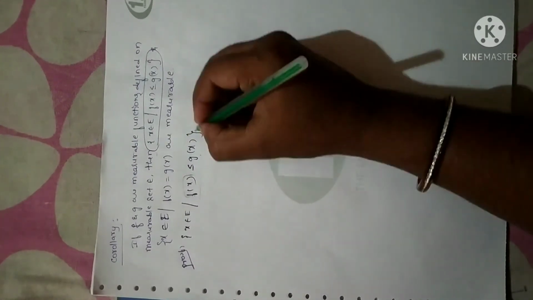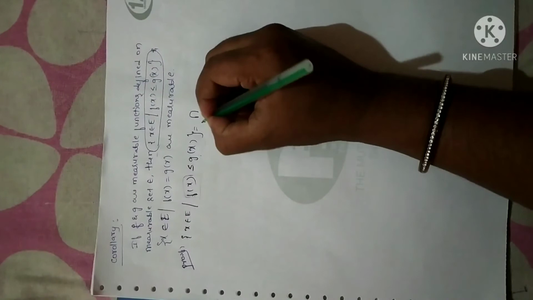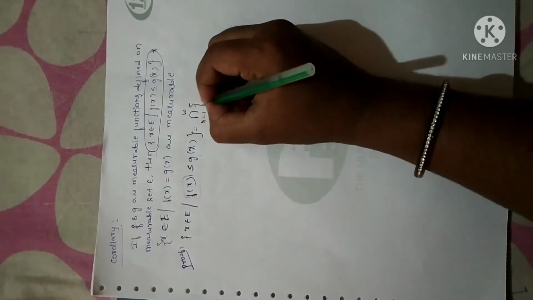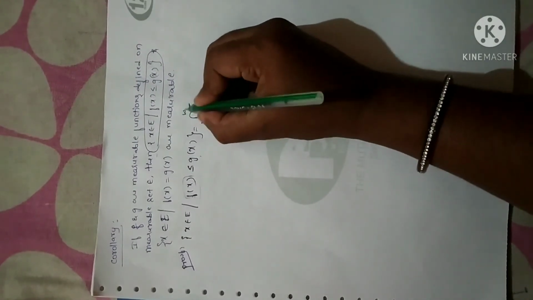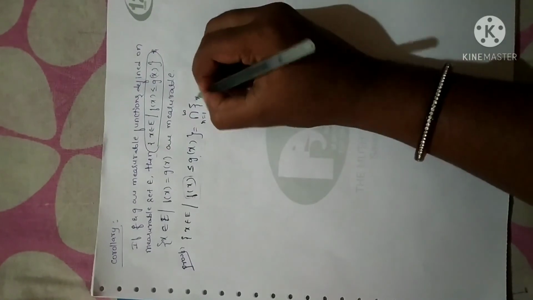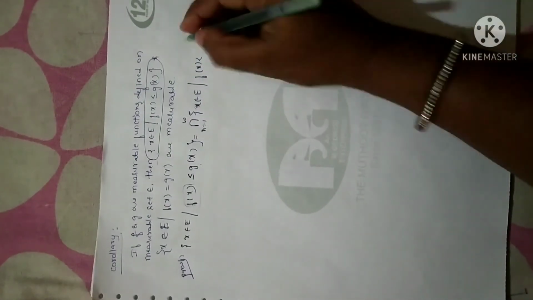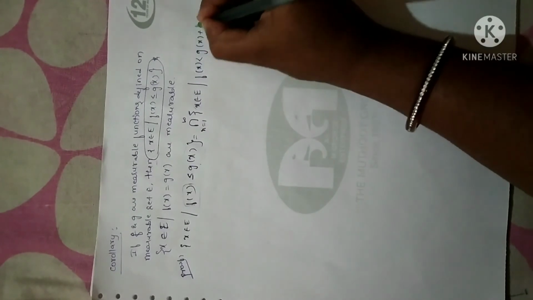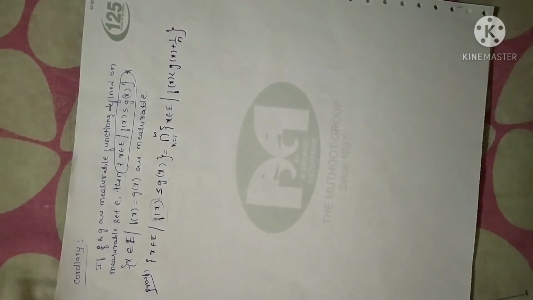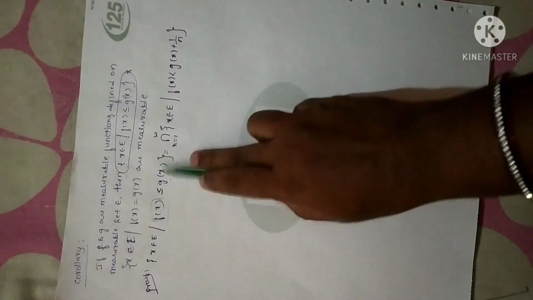right? However, I can write this as the intersection over n equal to 1 to infinity, that is a countable intersection. When you have infinity, I can say it is a countable intersection, of the sets x belongs to E such that f of x is less than g of x plus 1 by n. I can write like this, right? Why? Because I have used the same concept in so many theorems. I will just explain here.